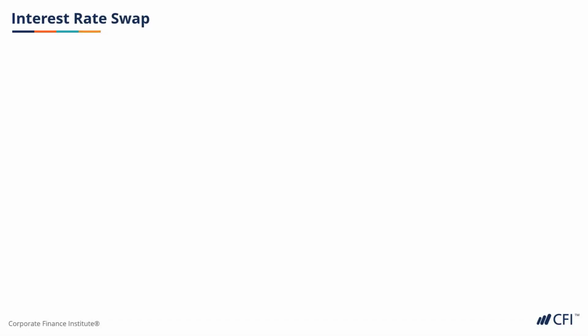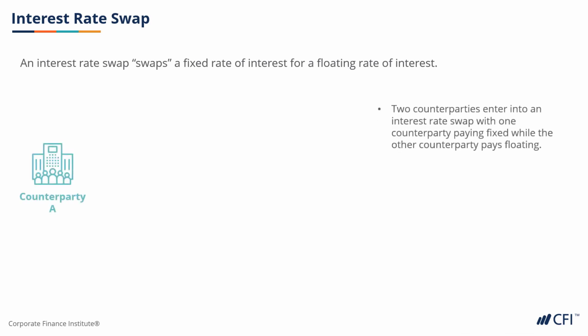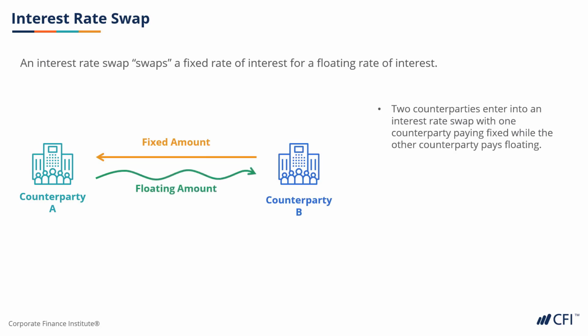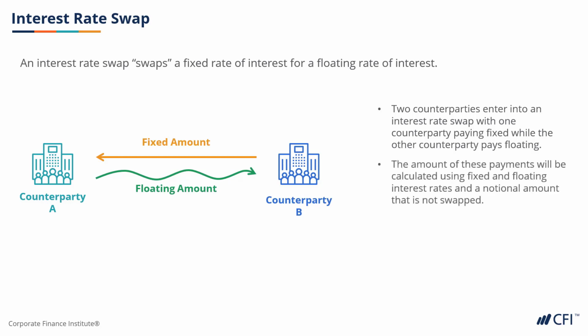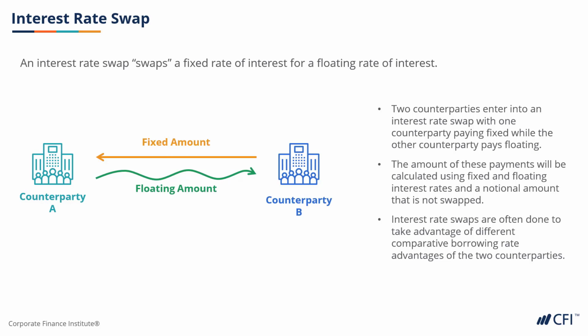The most widely traded swap contracts in the financial markets are plain vanilla interest rate swaps. An interest rate swap swaps a fixed rate of interest for a floating rate of interest. Two counterparties enter into an interest rate swap with one counterparty paying fixed, while the other counterparty pays floating. The amount of these payments will be calculated using fixed and floating interest rates and a notional amount, let's say $100 million, that is not swapped. Interest rate swaps are often done to take advantage of different comparative borrowing rate advantages of the two counterparties.